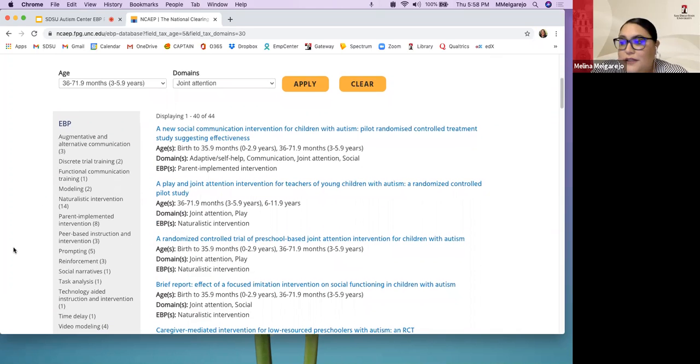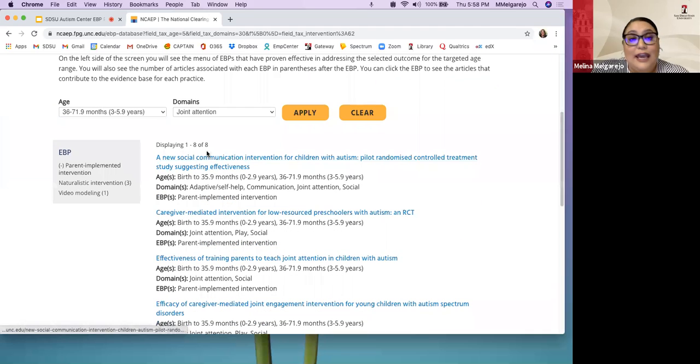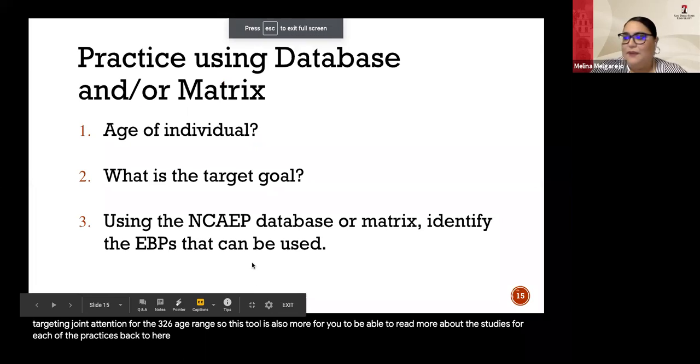So if you are specifically interested in parent implemented intervention, then you could click on that, and it'll give you the 8 articles that showed that parent implemented intervention is effective for targeting joint attention for the 3 to 6 age range. So this tool is also more for you to be able to read more about the studies for each of the practices. Go back to here. Great.